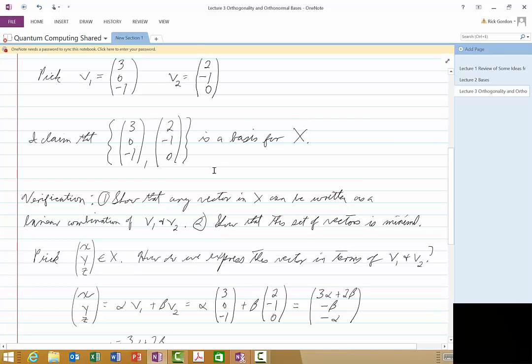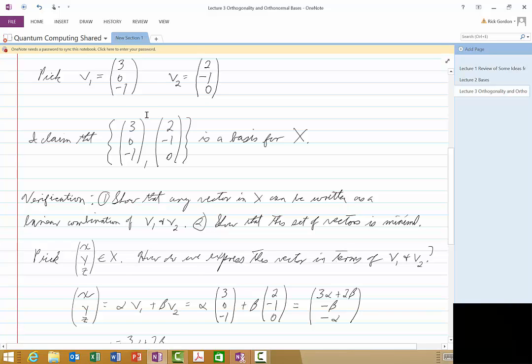Another way of showing that if we took one of these away, what would be left over would not be sufficient, is to say, well, if we took (2, -1, 0) away, we know (2, -1, 0) is a vector in X, but we can't express it as a linear combination of (3, 0, -1). So that shows (3, 0, -1) alone is not sufficient.